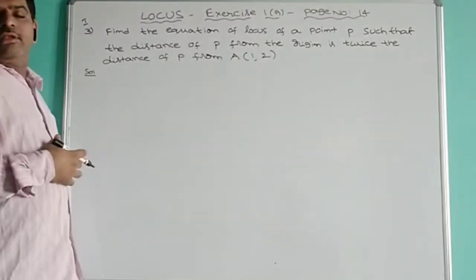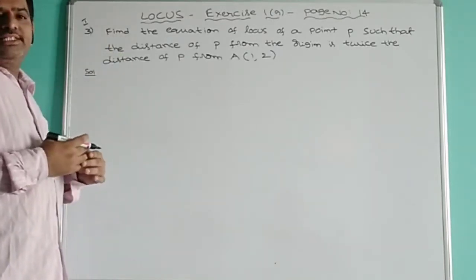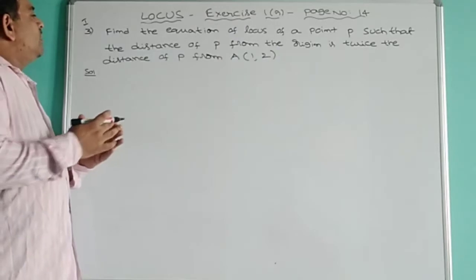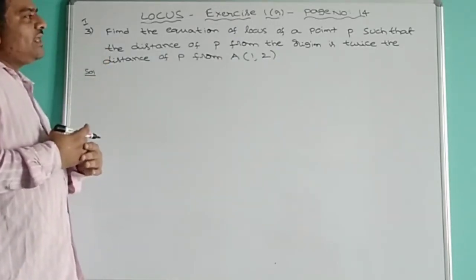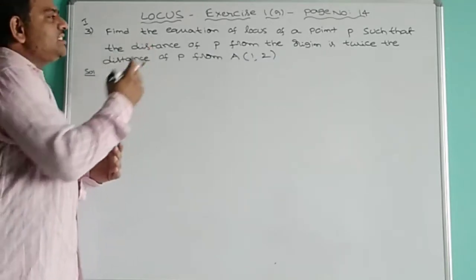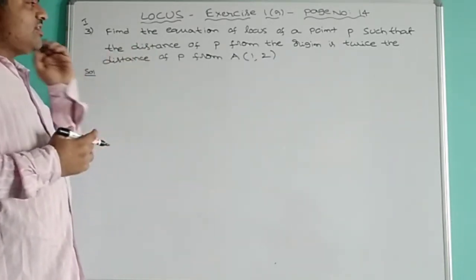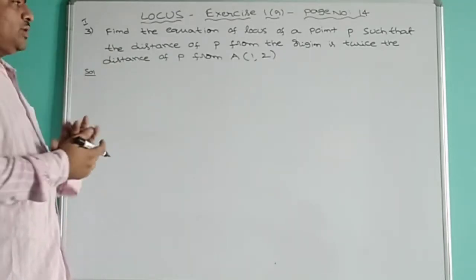Last section, locus, exercise 1A, 2 problems completed. Now with this section, we'll continue. What is the question given? Find the equation of locus of a point P such that the distance of P from the origin is twice the distance of P from A(1, 2).